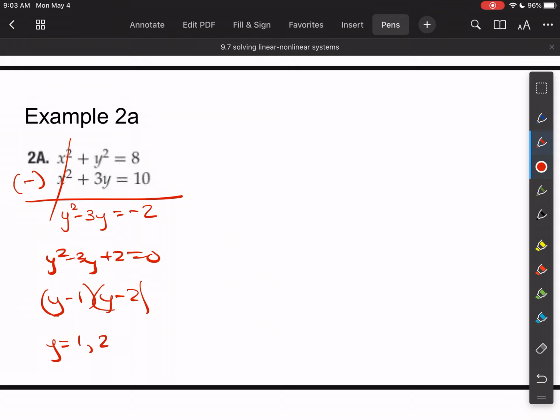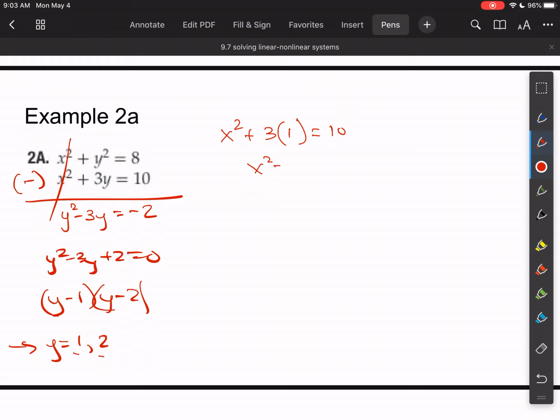Okay, so I'm going to plug those back in for y. Remember, these are y. That's very important when we're coming up with our final answer. So for our final answer, this will be the second number in the coordinate that we give, right? So let's plug in a 1 for y on the second equation. So x squared plus 3 times 1 equals 10.